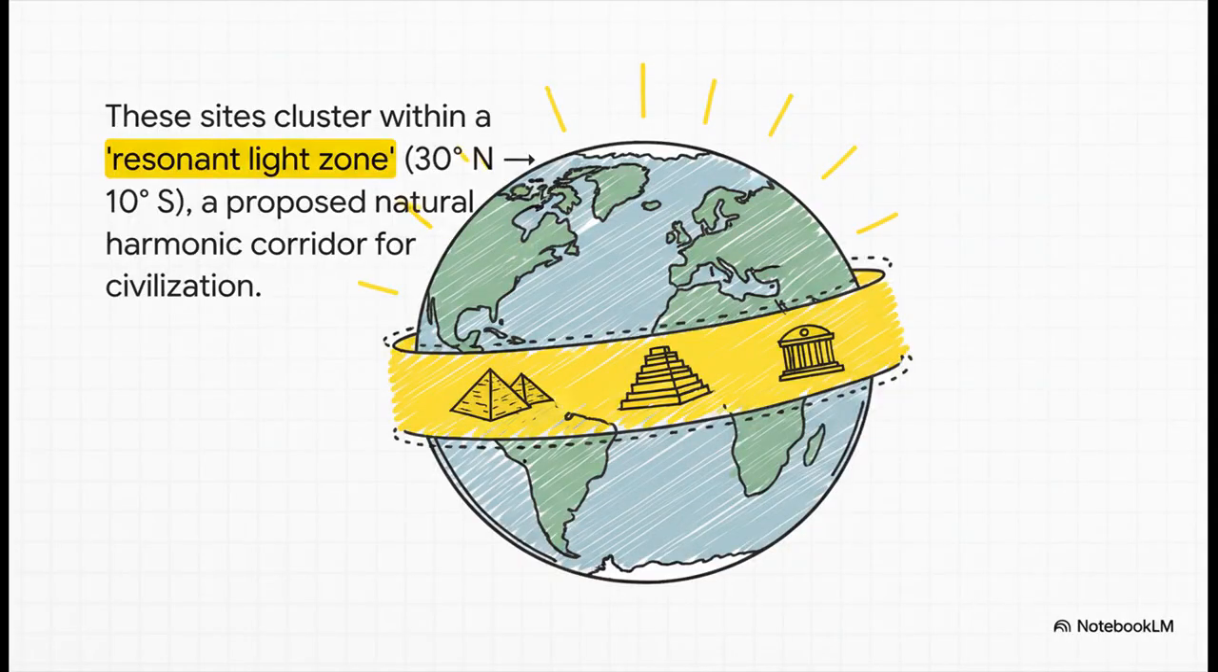And geographically, it gets even more specific. The theory suggests that these ancient marvels all cluster within what it calls a resonant light zone, this specific band around the Earth, between 30 degrees north and 10 degrees south. The claim is that this corridor is a kind of natural, harmonic sweet spot for civilization to thrive, with just the right mix of solar energy and atmospheric stability.